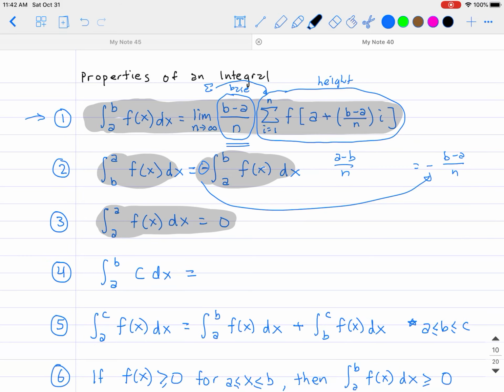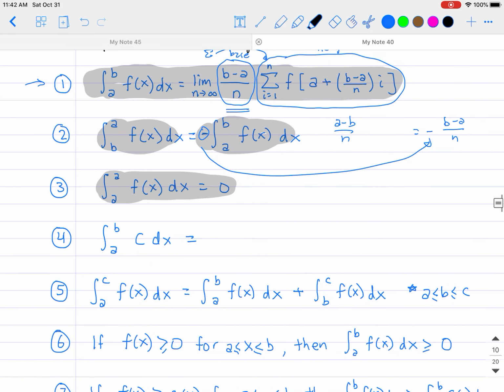Okay, second one right here: the area under the curve from a to a of f of x is equal to 0. Hopefully you can understand why, because if you're going from a to a, that means there's no base, so hence there's no area.